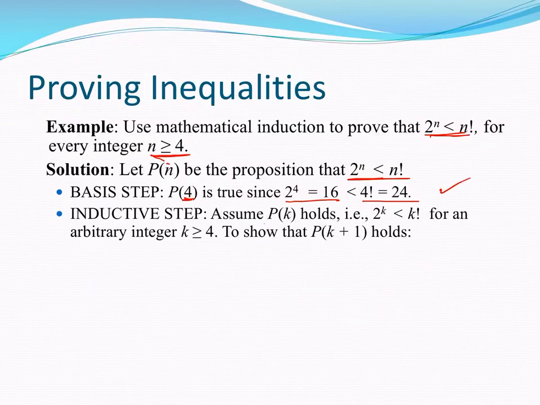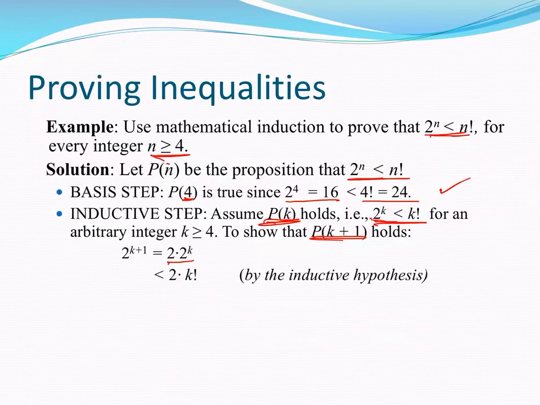The inductive step, P(k), will assume that 2 to the k is less than k factorial. We want to show P(k+1) holds. So I'll just start with 2 raised to the k plus 1 power. That's equal to 2 times 2 to the k. I can go ahead and invoke the inductive hypothesis on 2 to the k, and that's going to give me that expression is less than 2 times k factorial.